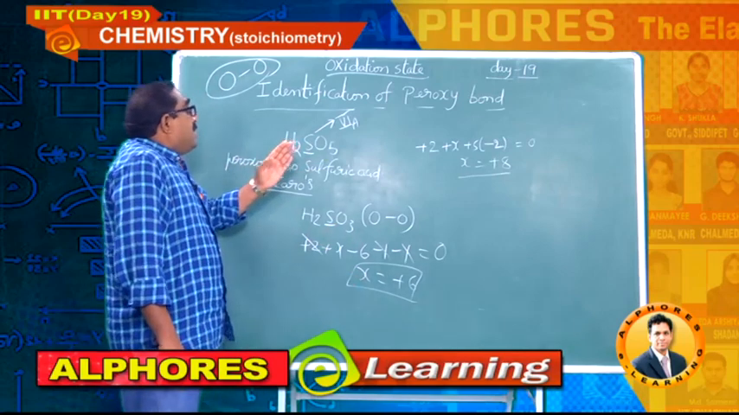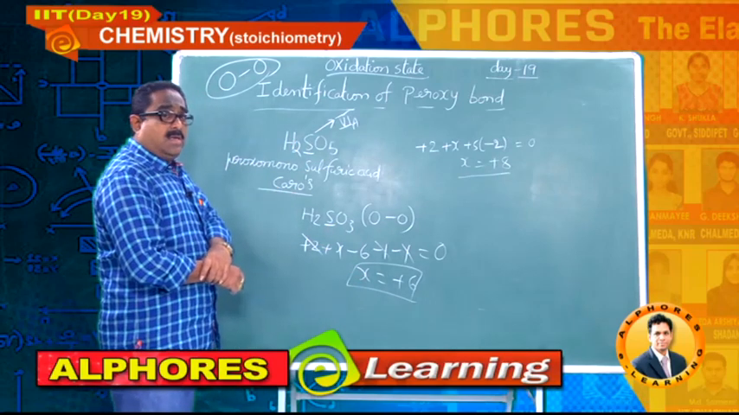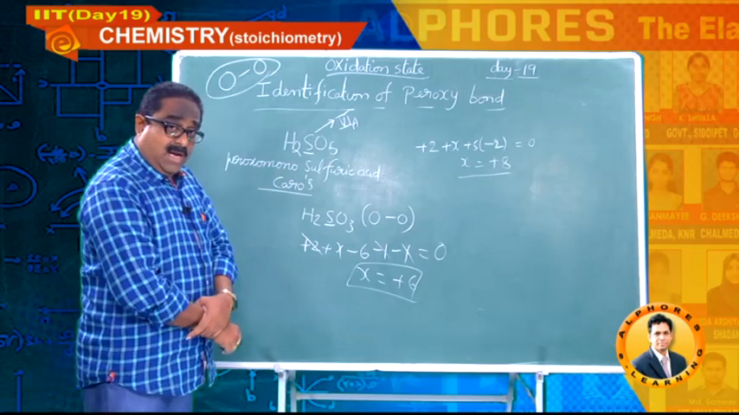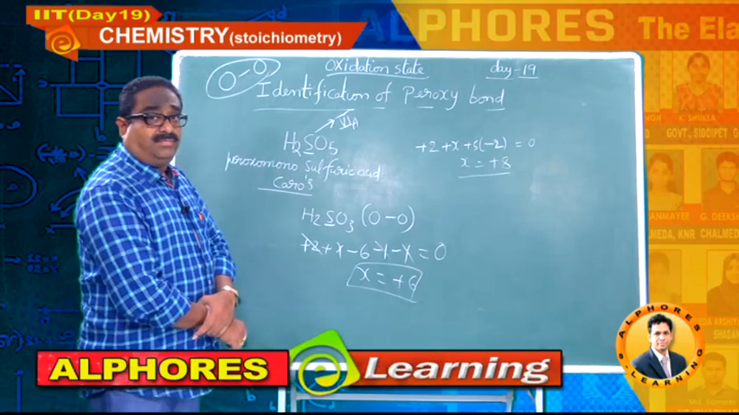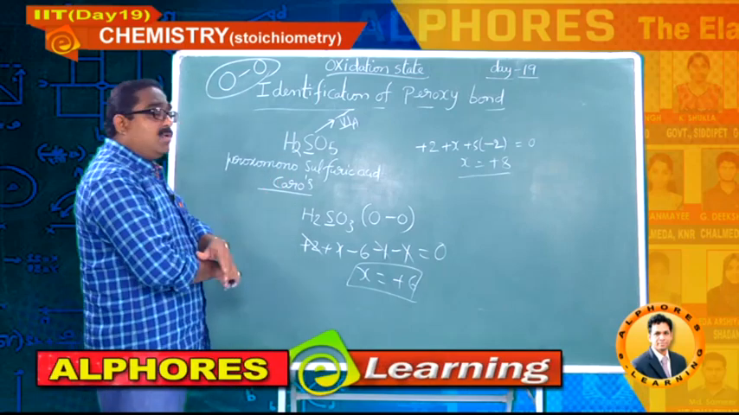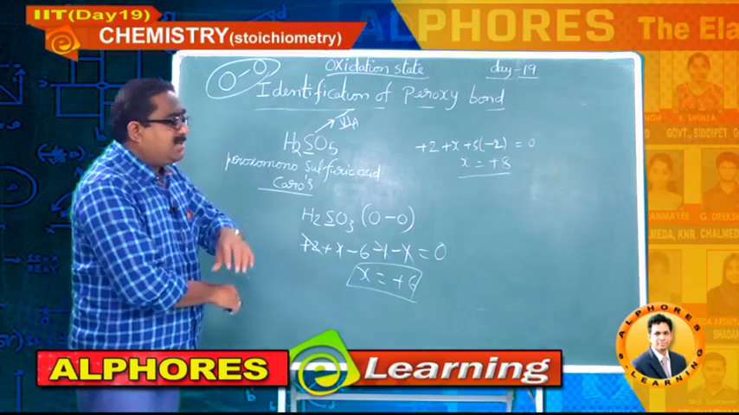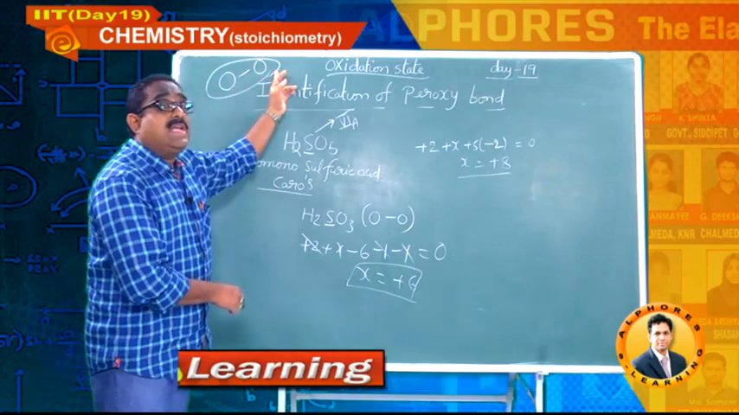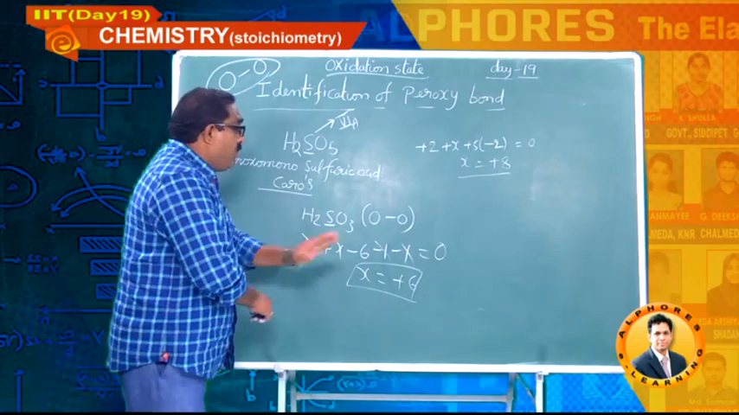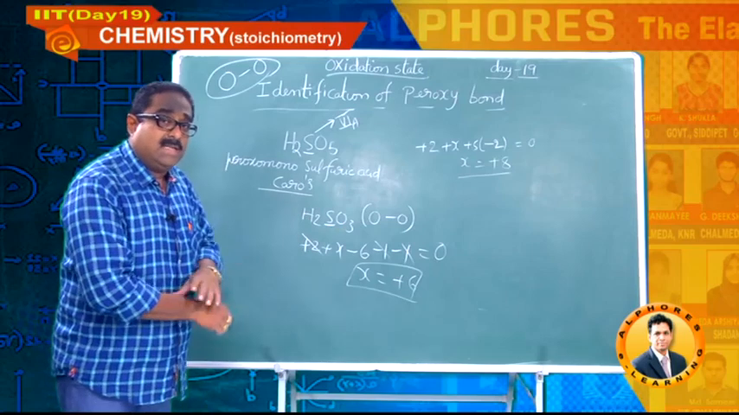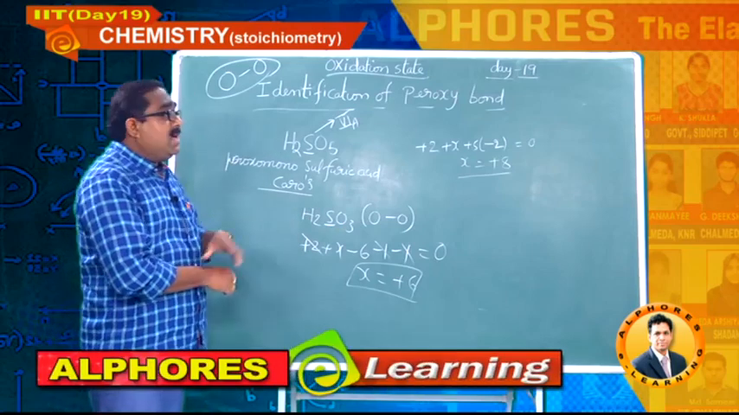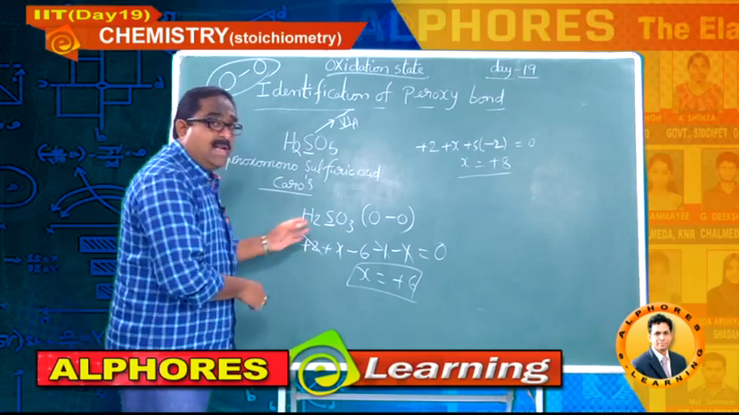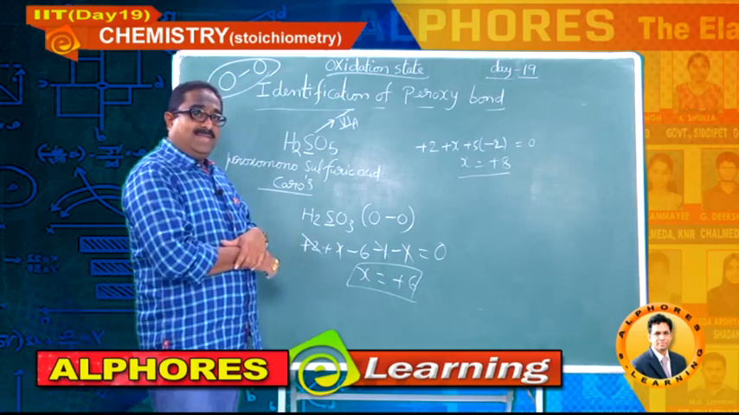So, by using normal rules, if for any element you get an oxidation state more than its group number, then you can come to a conclusion that the compound may contain one peroxy bond. Separate two oxygens, because a peroxy bond is O single bond O, and then go for the calculation, then you will get the real oxidation state of that element present in that compound. This is how to identify a peroxy bond in a given compound. Note it down, and then we will go for one more example.